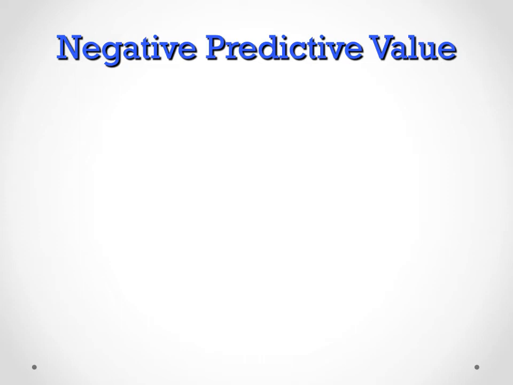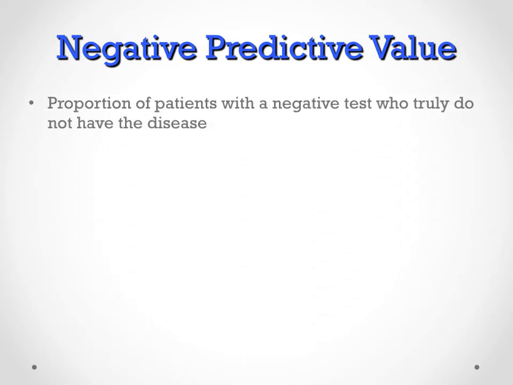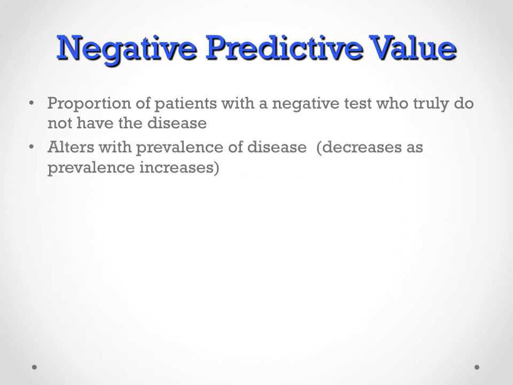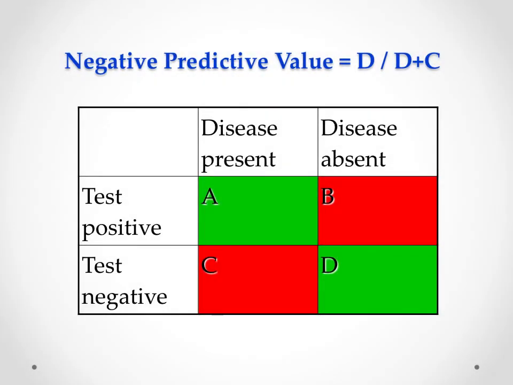Negative predictive value is quite simply the proportion of patients with a negative test who truly do not have the disease. And just like the positive predictive value, the negative predictive value will alter with the prevalence of disease. However, in this case, the less prevalent the disease, the higher the negative predictive value. Again, from a mathematical point of view, we calculate the negative predictive value by dividing the number of true negatives, D, by the total number of people with negative tests, that's C and D.